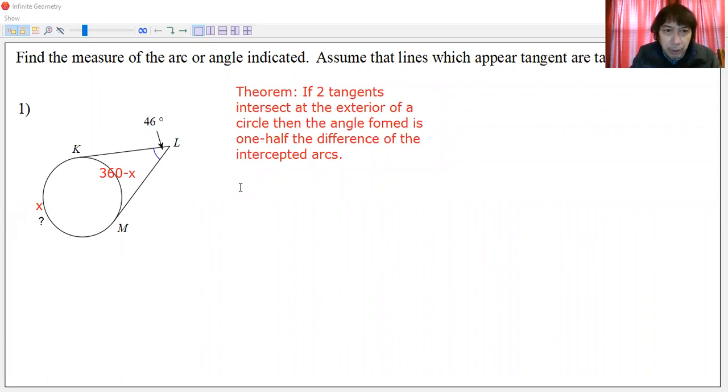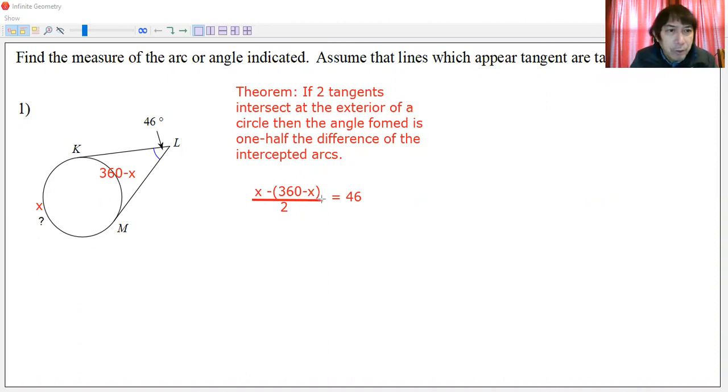We have x minus the smaller arc, which is 360 minus x, and then we divide this by 2. This must be equal to the angle formed outside, which is 46. So x minus the quantity 360 minus x, divided by 2, is equal to 46. The angle formed by the tangents is 1/2 the difference of the intercepted arcs.